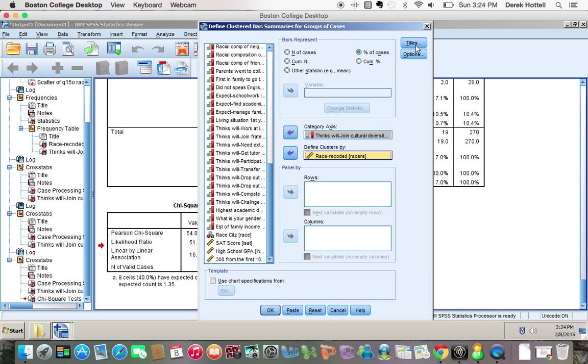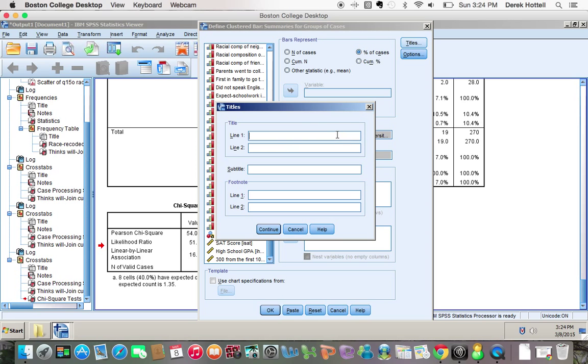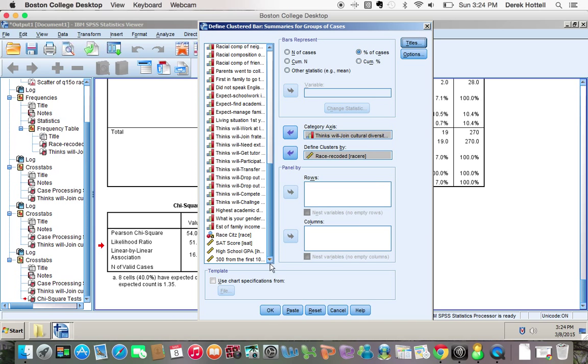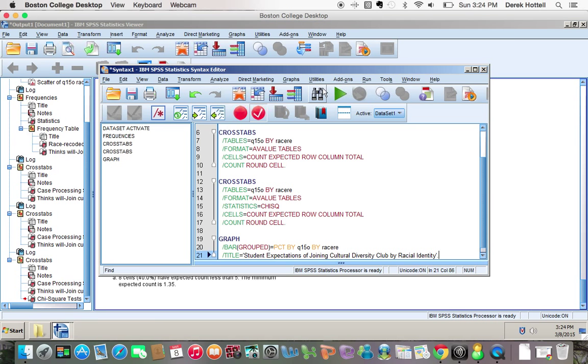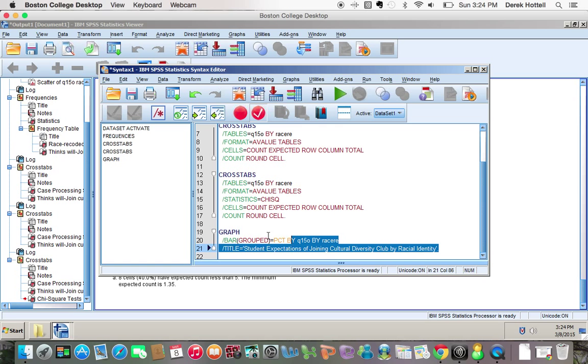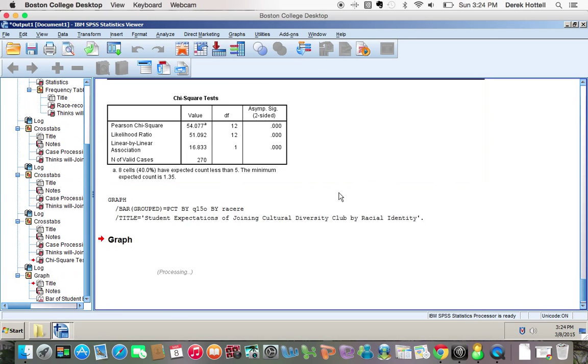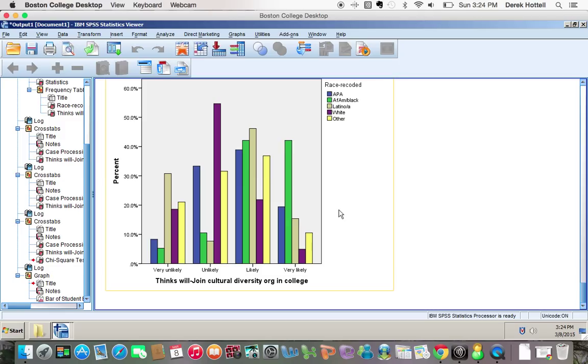And we always want to include a title, so click Titles. So this is going to be student expectations of joining cultural diversity club by racial identity. And click Continue, and then click Paste. So we have the syntax. We'll go to our syntax window. We'll highlight our operation, and we'll click the green play arrow. And that will generate a nice bar graph for us here.